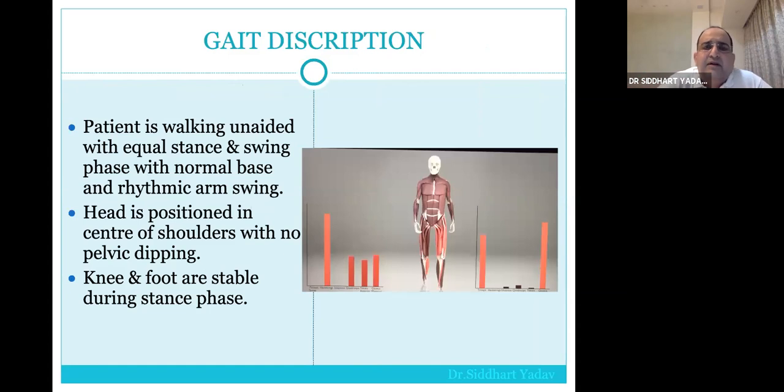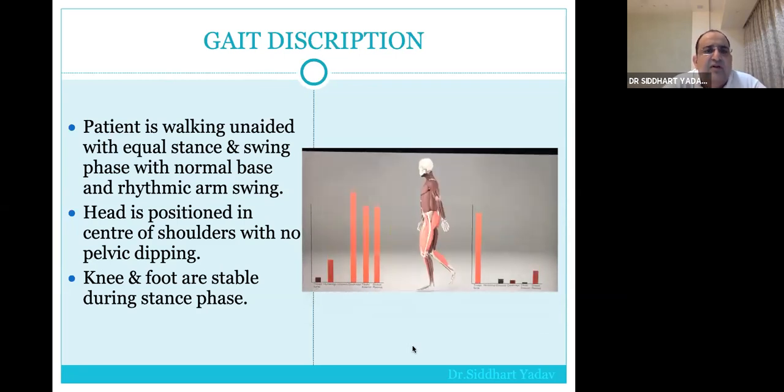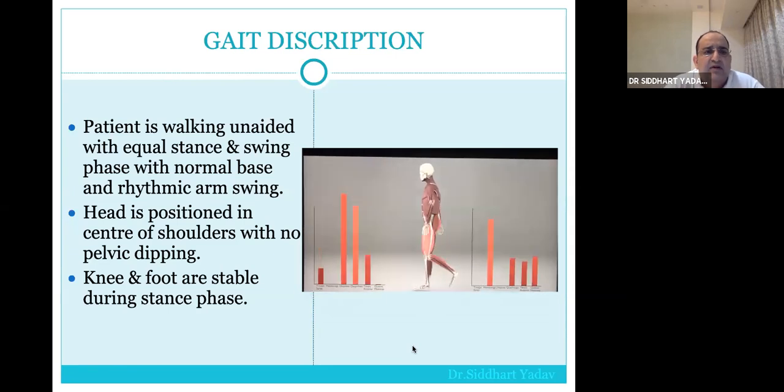Now what the examiner wants to hear from the gait description, how you have to describe the gait, is: patient is walking unaided with equal stance and swing phase with normal base and rhythmic arm swing. Head is positioned in the center of the shoulder with no pelvic dipping. Knee and foot are stable during stance phase. This is the way you should explain to the examiner, and this is what they want to hear from you in a normal gait.